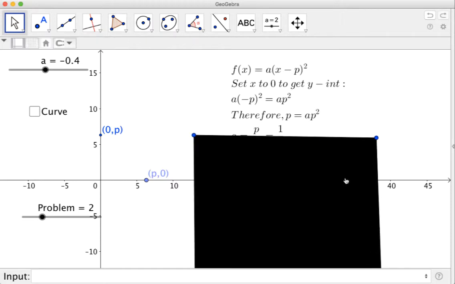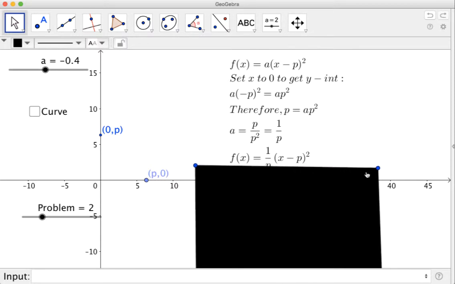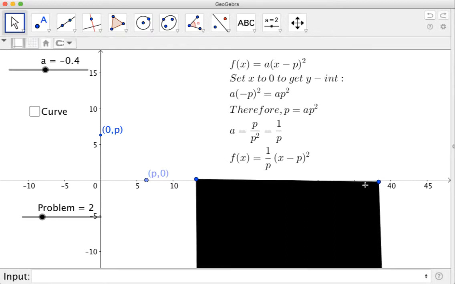When we simplify, then we can say that a is equal to p over p squared. We divide both sides by p squared, or dividing through by p, we get a is equal to 1 over p. Notice again that we have something in the denominator, an unknown p, so p cannot have a value of 0. So now we have our equation. We say that a is going to be replaced by 1 over p, and then we have the rest of the equation, f of x is equal to 1 over p times x minus p squared.